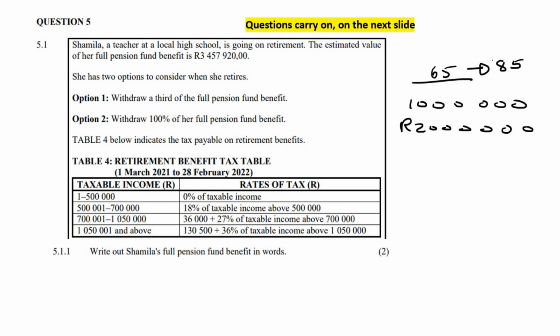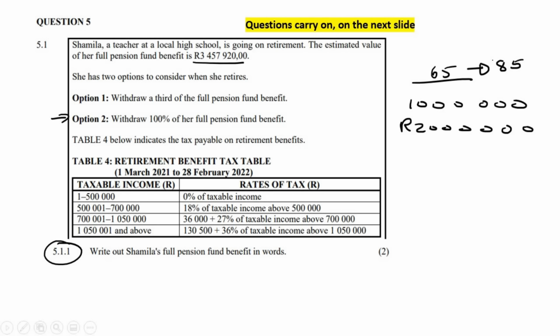So that's her investment. Option 1, withdraw a third. So a third of it would be just a little bit more than 1 million rand, and then the other option is withdraw all of it. Okay. Table 4 indicates the tax payable on retirement benefits. Retirement benefit tax table. Okay, so this first question says, write out Shamila's full pension fund in words.